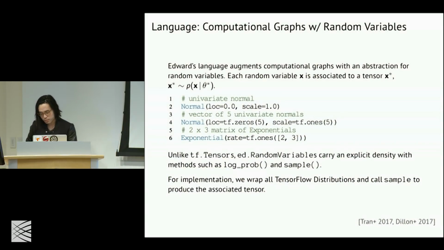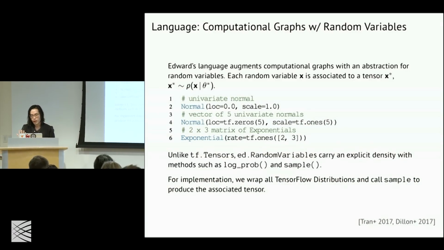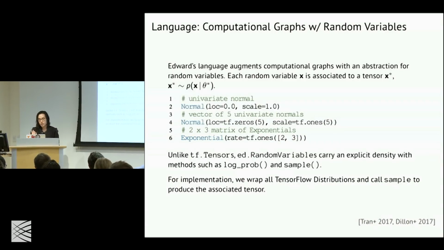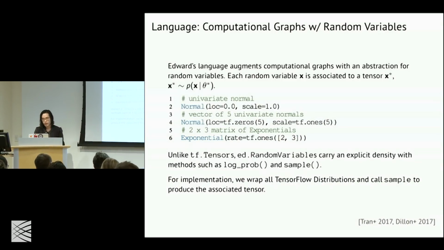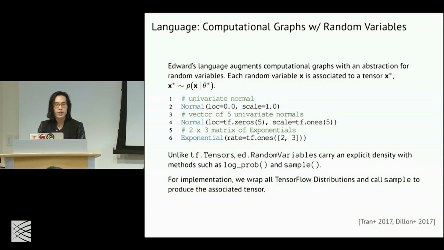So to go over some pieces of Edward 1, which I worked on a few years ago, and many of the core ideas remain true to this day, the core piece of it is really this language that we're defining and building on top of TensorFlow, which is just the computational graph framework. In particular, what we did was we defined this notion of a random variable, which is really just a TensorFlow distribution, as Chris described, but with an additional notion of a tensor. So you can think of each random variable as distributions augmented with some notion of a tensor that's based on sampling from that distribution.